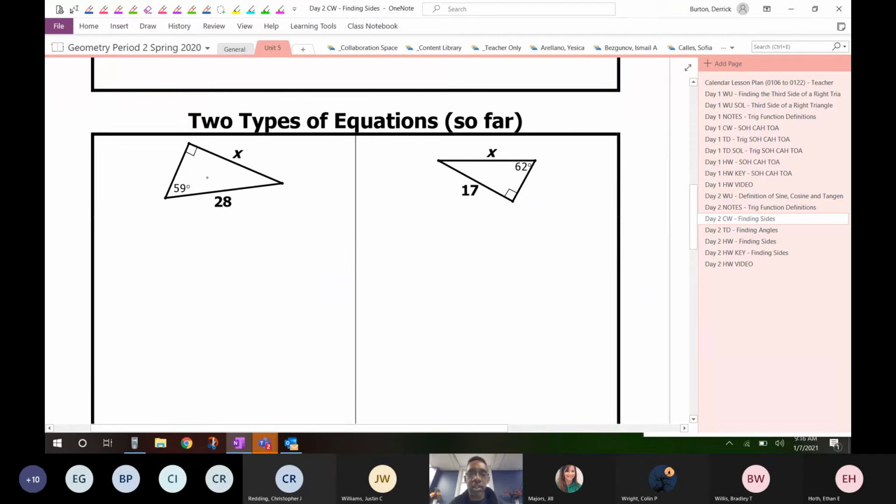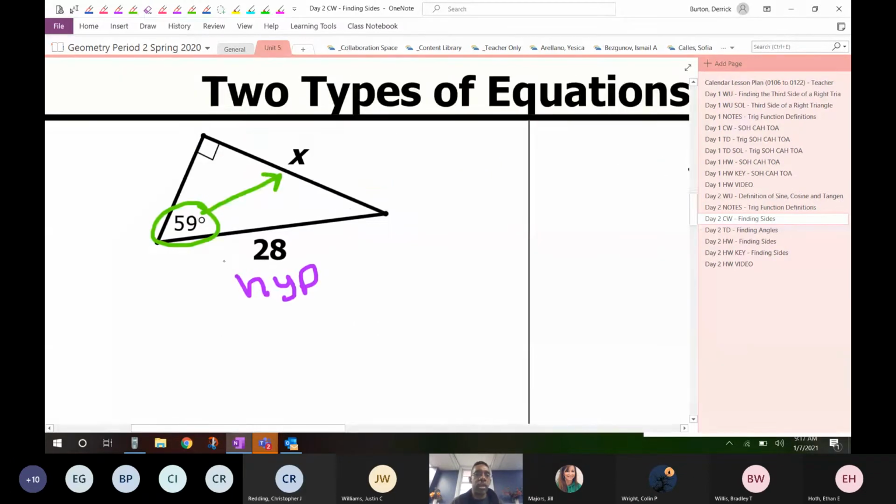All right, so looking at this, let's look at both of these pictures and label everything. So the 28 is the hypotenuse on this picture. You see it's across from the 90 degrees. The x in this picture is the hypotenuse. Let's label that. Okay, in the first picture, in order to label the other 2 sides, we are going to have to circle the 59 and draw an arrow. That makes this the opposite side. That means this other side over here must be the adjacent side.